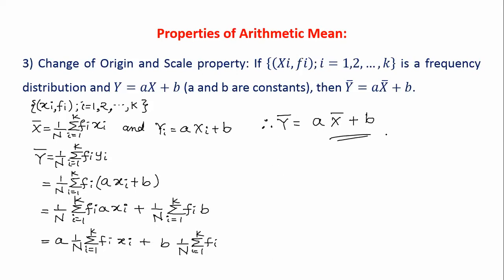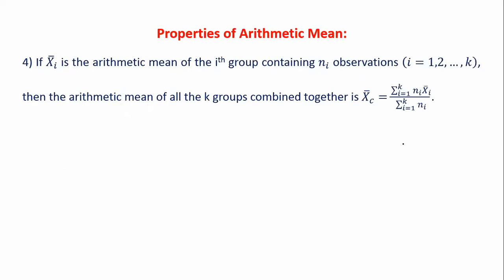Okay, so let us move further. If xi bar is the arithmetic mean of the ith group containing ni observations, i from 1 to k, then the arithmetic mean of all the k groups combined together, the combined mean, is equal to summation. That is very much obvious. Already we have discussed two problems just now in which there were only two groups. Now we have to generalize that formula.